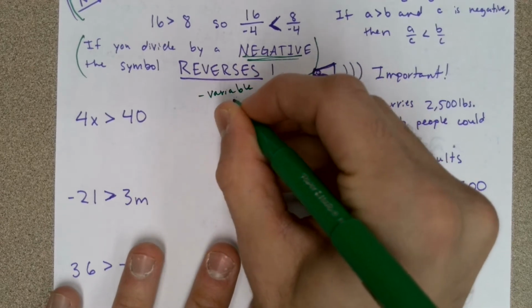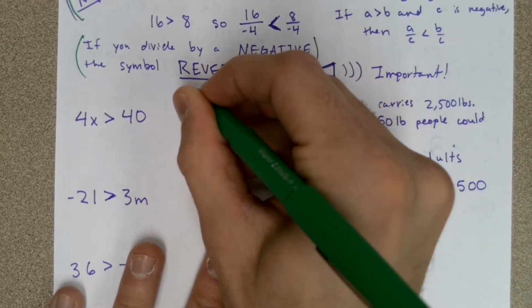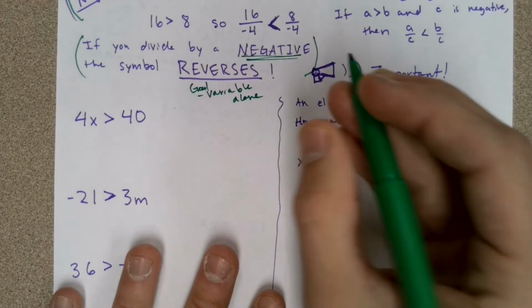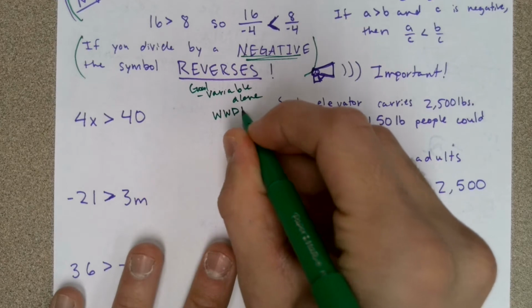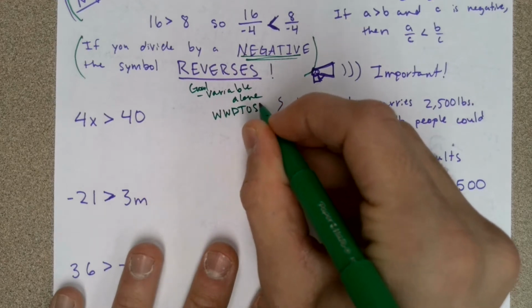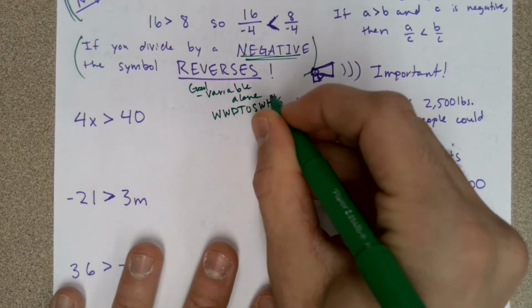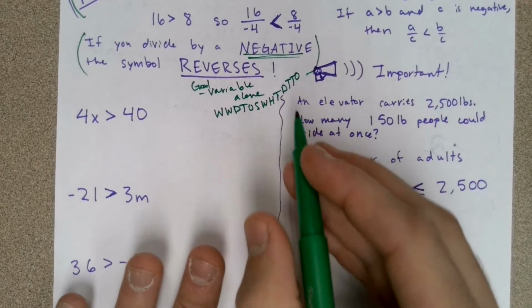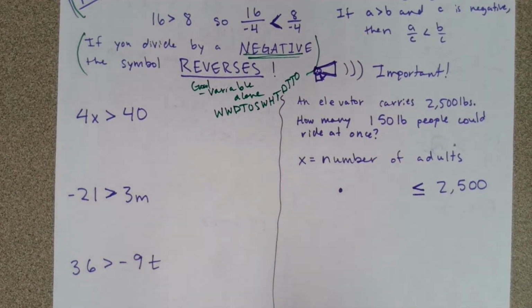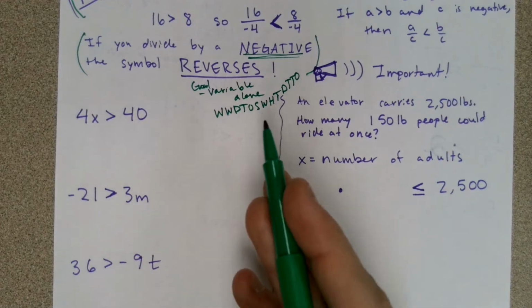Variable alone, that's our goal. Let's get the variable alone. Whatever we do to one side, we have to do to the other. I know it's the longest little abbreviation thing. It doesn't make any sense, but I want to write it all out. Whatever we do to one side, we have to do to the other.